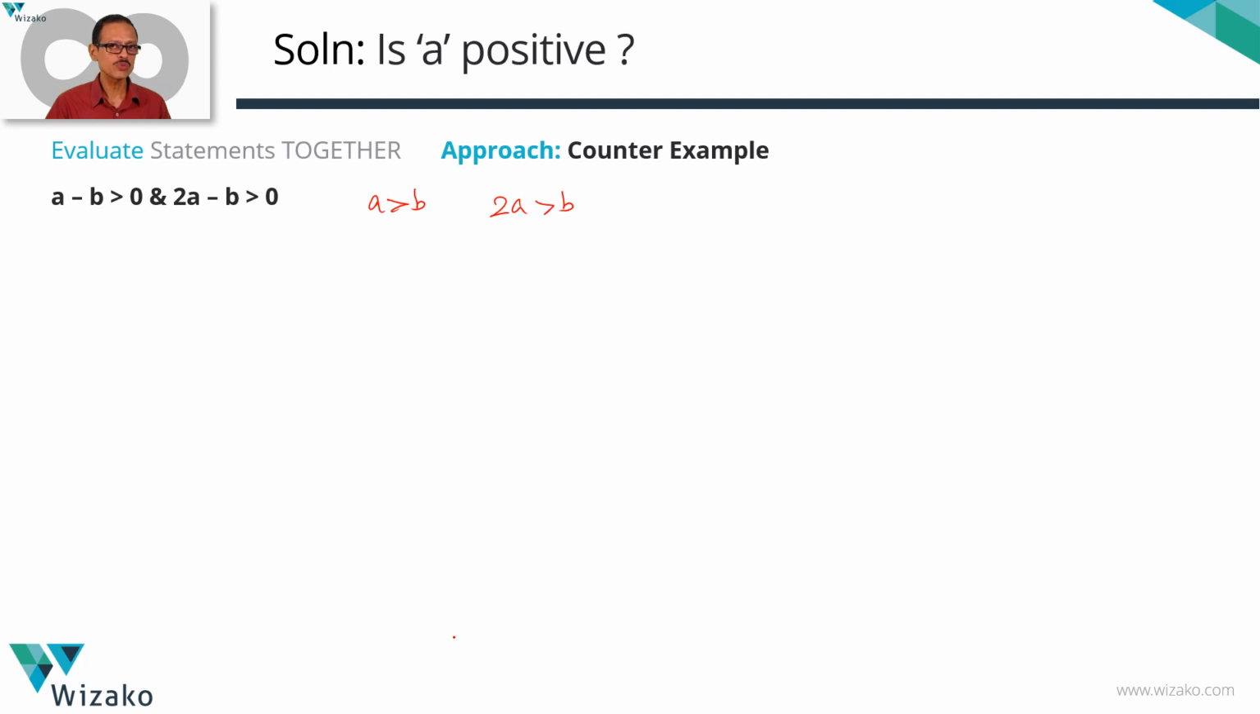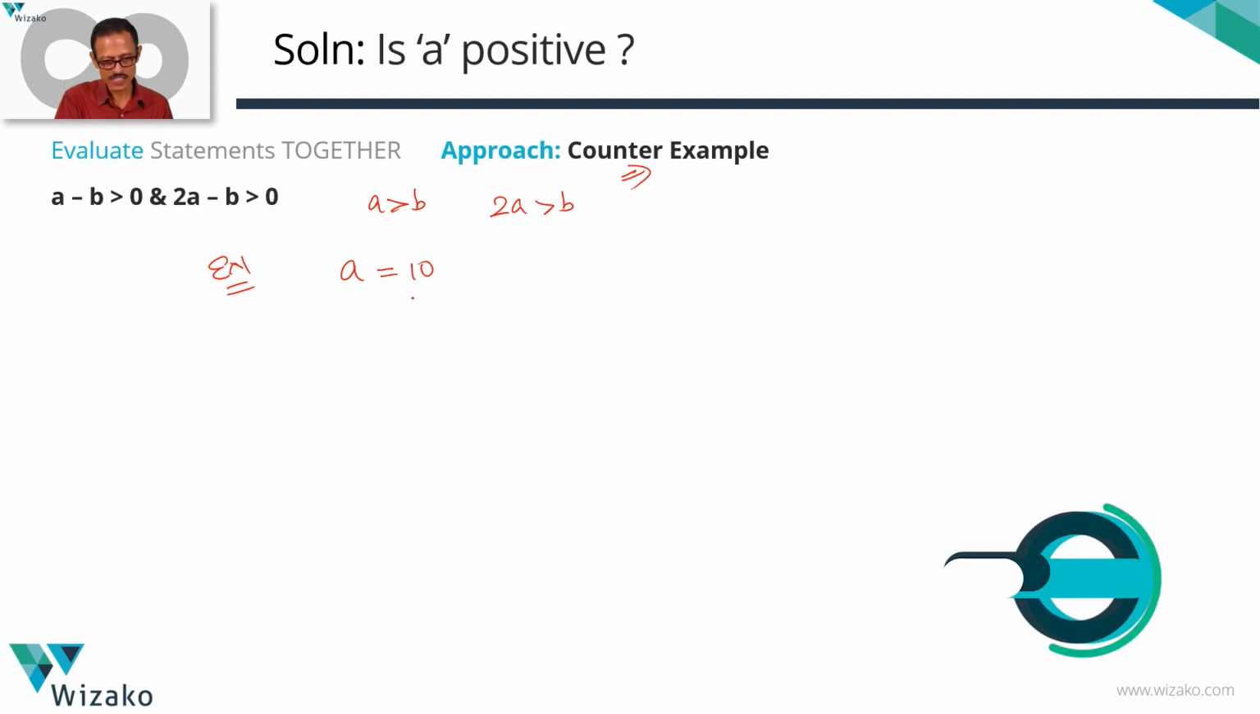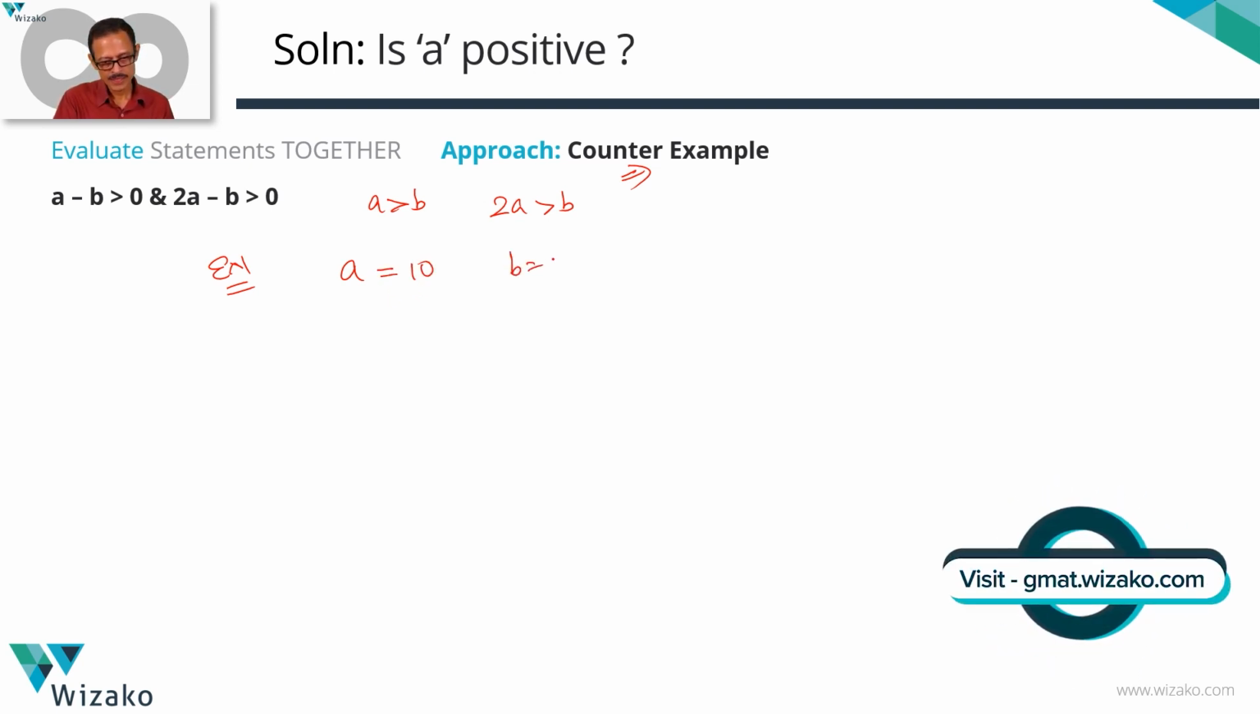We'll have to pick such values for A and B such that both A and 2A are greater than B. And going with a counterexample as the approach here again. Example 1, let's pick examples which will make sense. A should be greater than B. I'm going with a positive value for A. A is 10, B is equal to 5, and then 2A will be equal to 20. In this case, both A is greater than B and 2A is greater than B. Is A positive? The answer to the question is yes.